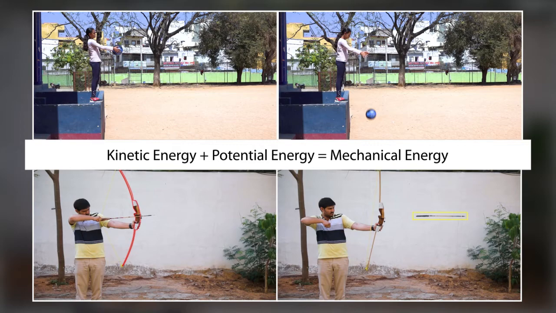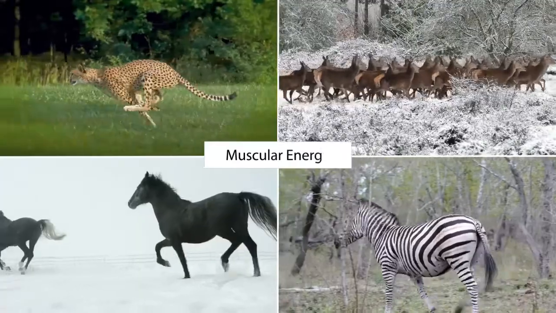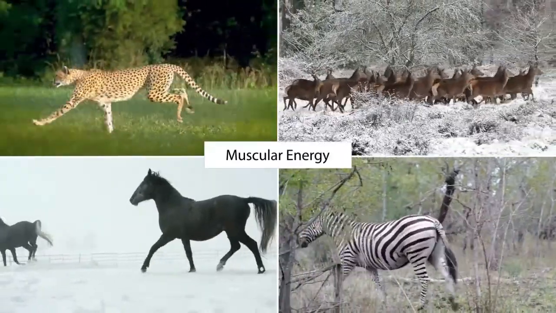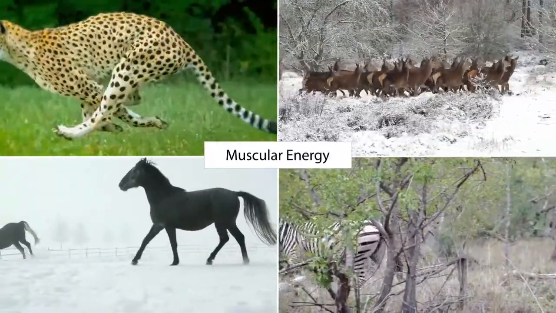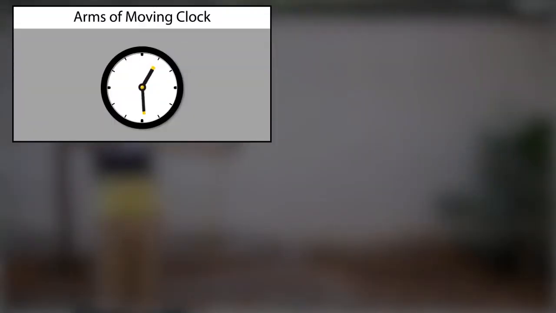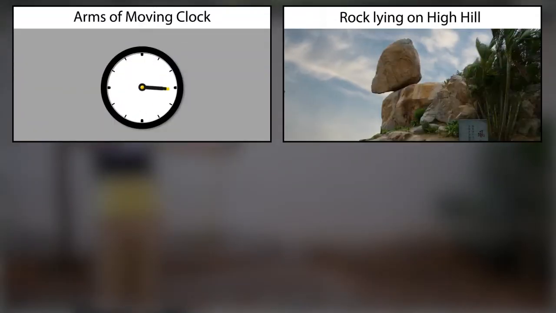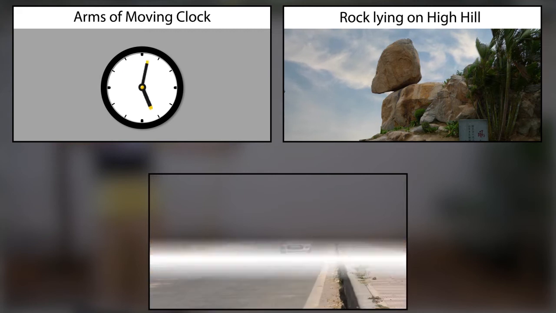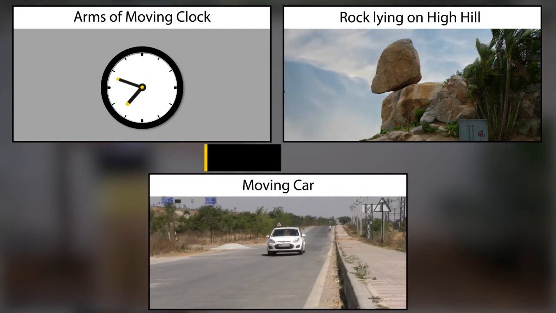Let us look at some examples of mechanical energy. Muscular energy in animals is an example of mechanical energy. The moving arms of a clock, a rock lying on a high hill, a moving car are all examples of mechanical energy.